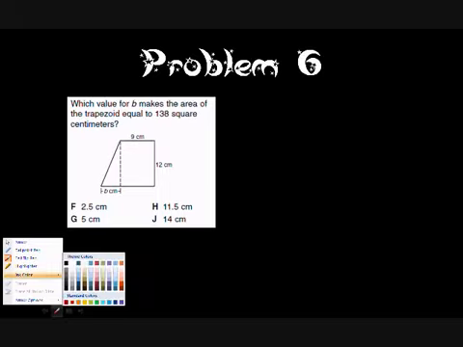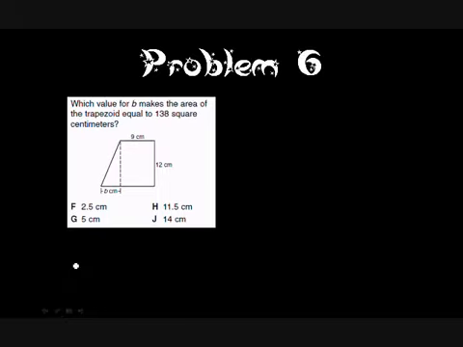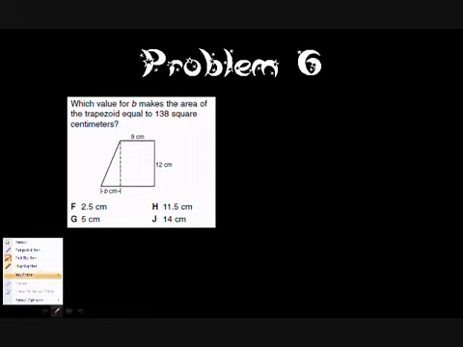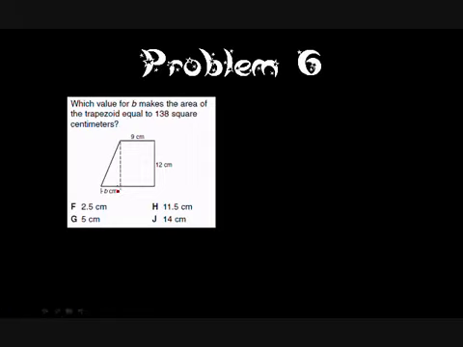Okay, here's problem number 6. And we have a trapezoid, and we're looking for B, which is over here. Okay. And so I'm going to forget about B right now, and I'm just going to think about this whole side, because we don't even know this side yet.